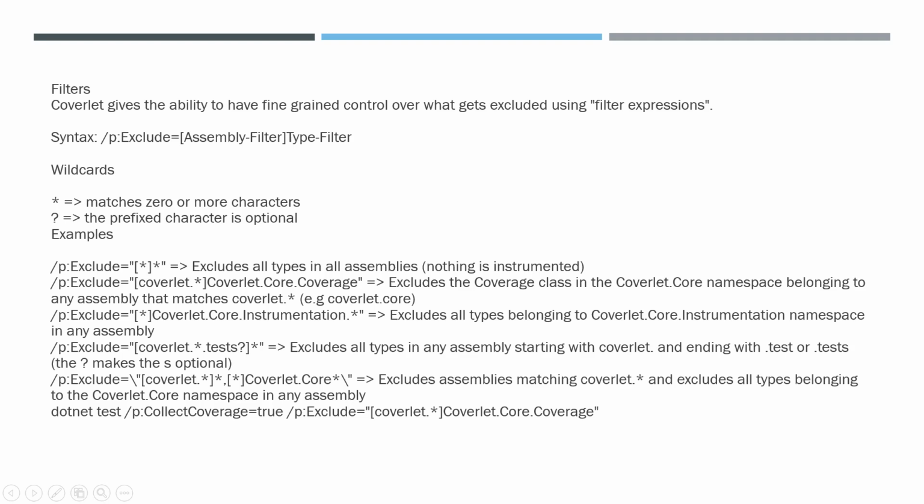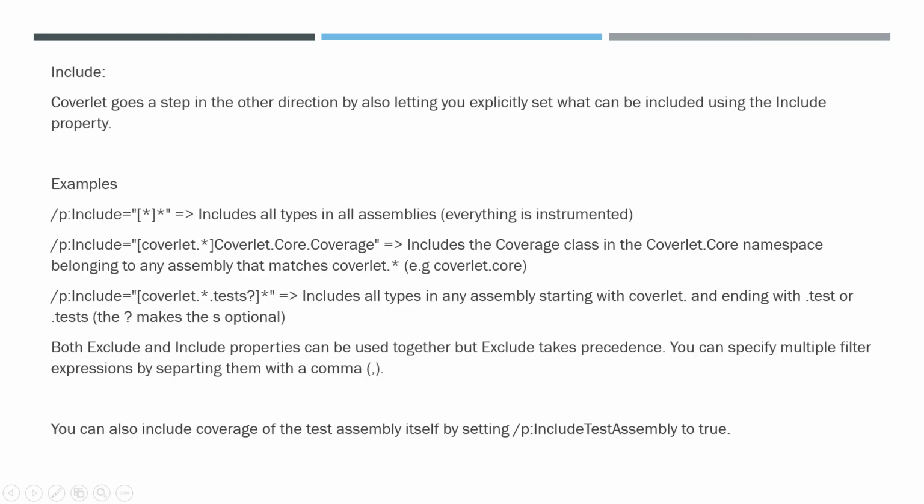dir1/*.cs. Filters. Coverlet gives the ability to have fine-grained control over what gets excluded using filter expressions. Syntax: /p:Exclude=[assembly-filter]type-filter. Wildcards. Asterisk, *, matches zero or more characters. Question mark, ?, the prefixed character is optional. Please check the examples.